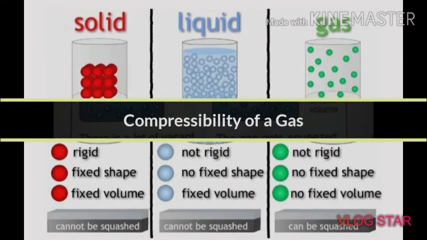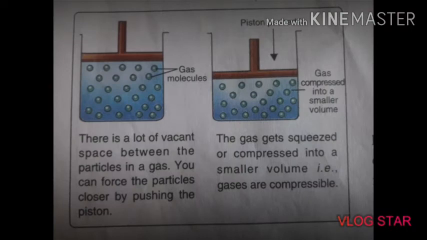So, compressibility of a gas. Take some gas in a gas jar fitted with a piston. If enough force is applied to the piston, the molecules come closer and as a result the volume decreases. But solid and liquid cannot be compressed because their particles are already close together.